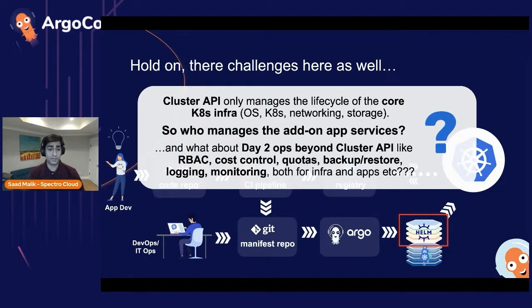As customers progress in their journey and adoption of Kubernetes, there are problems that Cluster API does not address. For example, Cluster API only manages the core four layers: the operating system, Kubernetes, networking, and so on. But who manages the additional add-on services, from your logging, your monitoring, security, and other aspects of that? There are other day-two operations beyond the Cluster API support. Everything from providing role-based access control within the cluster, cost control, backup, restore, and logging and monitoring solutions. All of these different capabilities need to also be addressed.